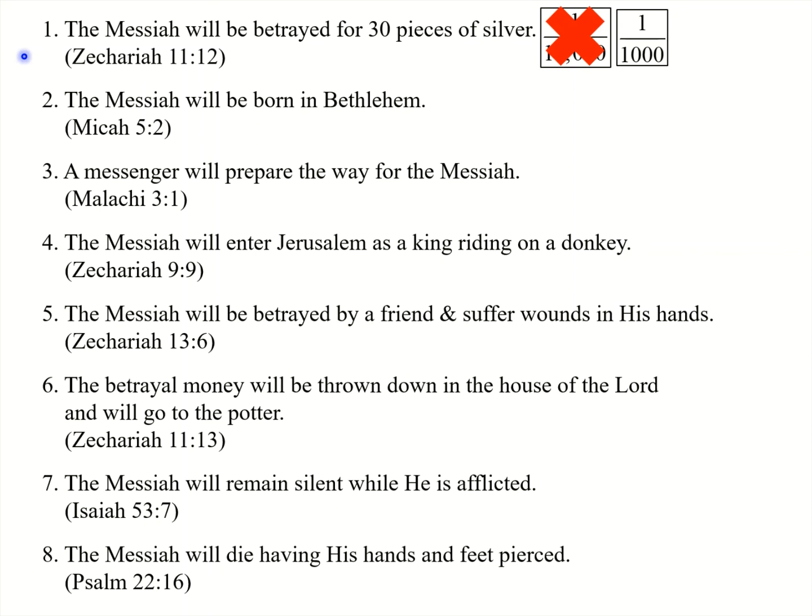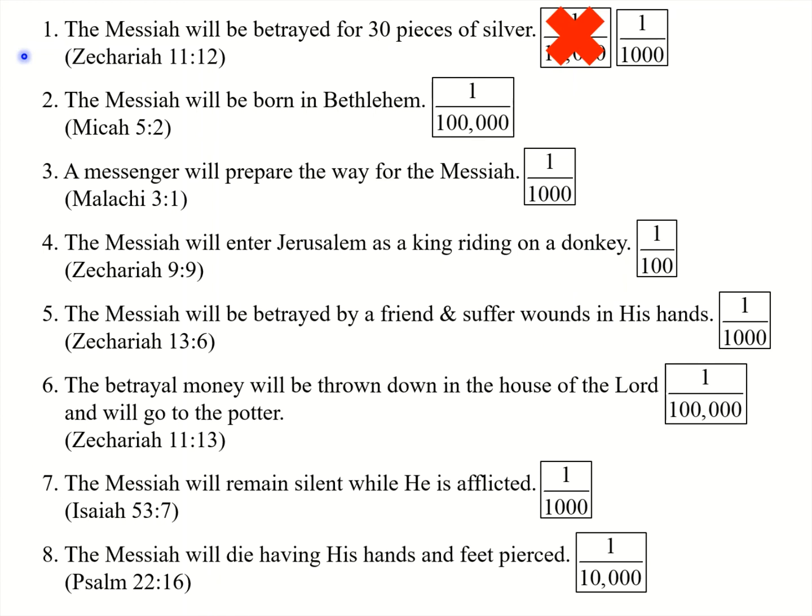The next prophecy, the Messiah will be born in Bethlehem. It's hard to control where you are born, so they did distributions of the land. This is what the class did. And they estimated it to 1 over 280,000. But Stoner made that probability bigger as well, and he said it's 1 over 100,000. A messenger will prepare the way for Messiah, 1 over 1,000. Of course, that refers to John the Baptist. The Messiah will enter Jerusalem as a king riding on a donkey, 1 over 100.